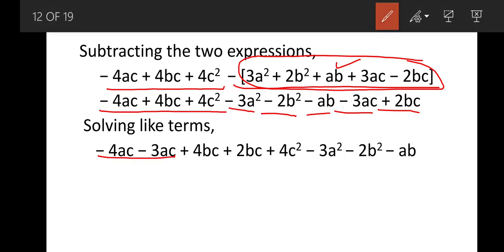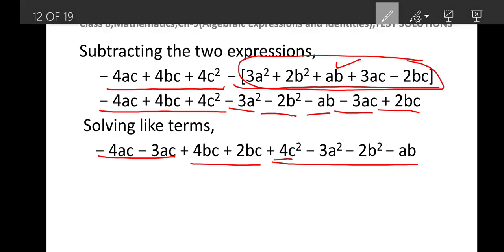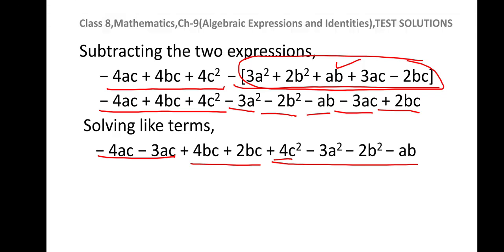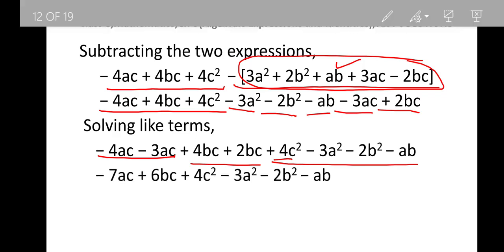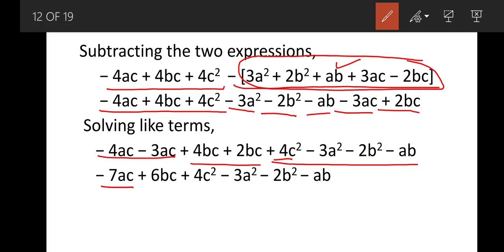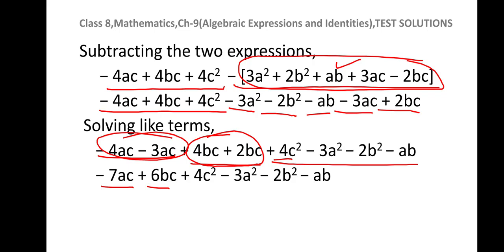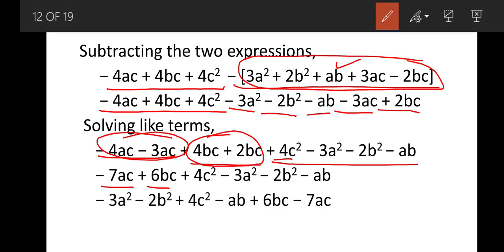These two are like terms, these two are like terms, these are single terms, so they will be written at the end, or you can write them before also. So after solving you will be getting minus 7ac. After solving these two, minus 4 minus 3 will give you minus 7ac, 4 plus 2, 6bc, 4c square minus 3a square minus 2b square minus ab, and you can rearrange or write them like this also.